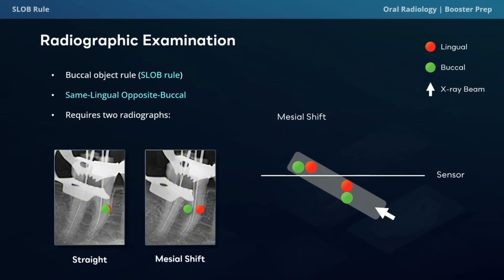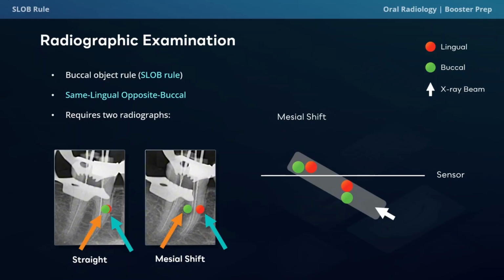So in this example, after a mesial shift, the red file also moved mesially, and this identifies the mesiolingual root. And the green file moved distally, so this identifies the mesiobuccal root. To summarize, if the image of the file or the root moves in the same direction as the tube shift, it's on the lingual side, referring to the same lingual portion of the SLOB method. If the image of the file or the root moves in the opposite direction, it's on the buccal side, referring to the OB or opposite buccal portion of the SLOB rule.